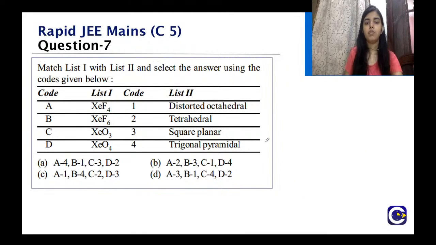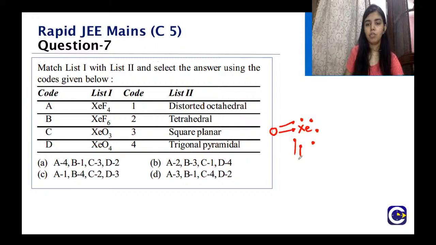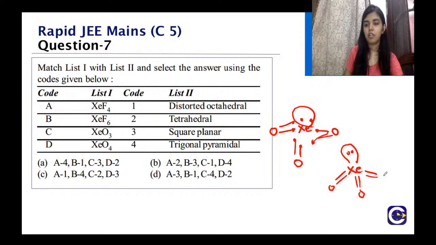Now next come on to XeO3. How many electrons? 8. 1, 2, 3, 4, 5, 6, 7, 8. Now oxygen will form double bond. 1, 2, 3. Draw this closer, electrons, and one lone pair, right? So here if you see, what is the geometry basically? Pyramidal geometry. Here, here, here. So XeO3 is trigonal pyramidal. So for C, fourth is the option.